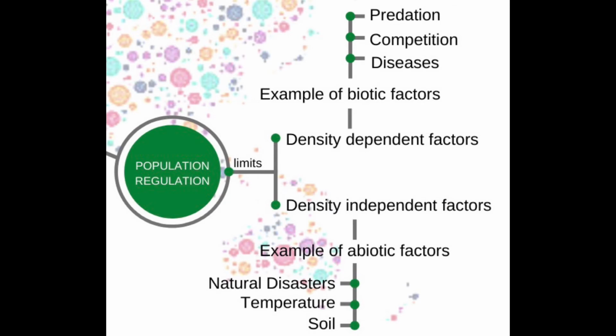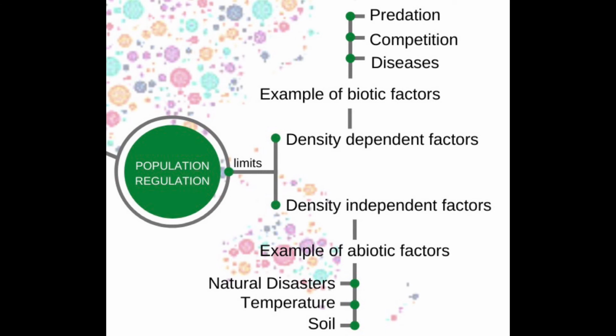In connection to this, we also have the population regulation or the environmental resistance factors. These factors are classified into two. First is the biotic factors or the density-dependent factors. Dito, nakadepende sa dami ng organisms ang galaw ng population. For instance, nagkakaroon ng decline kapag may nag-e-emerge na disease sa population.